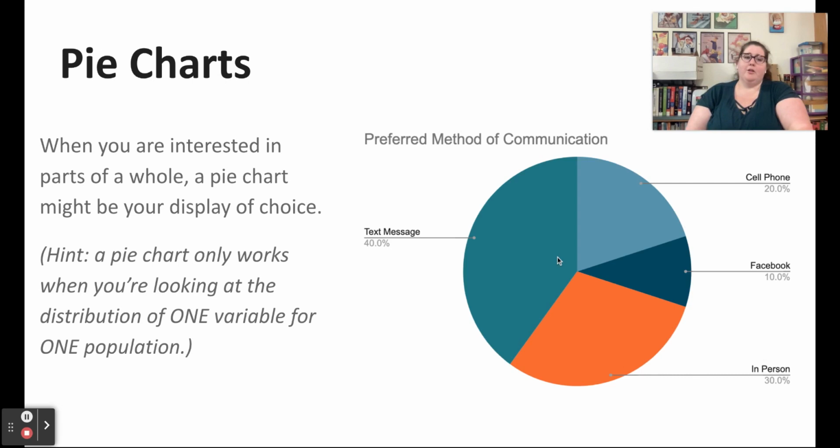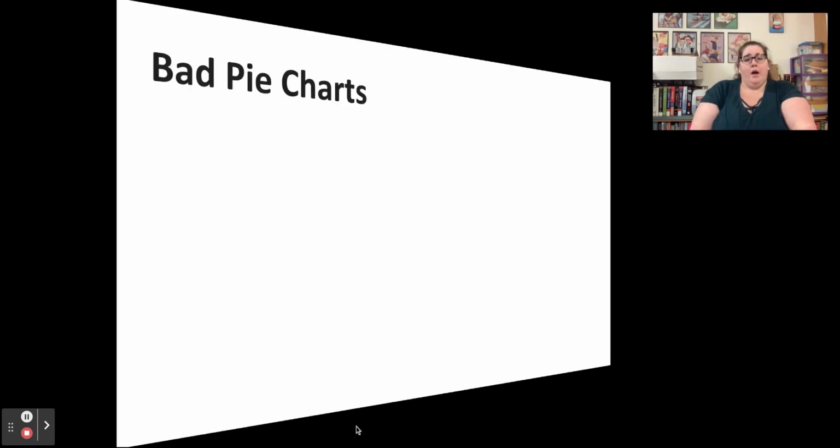So again, this is a good way to look at the relative frequencies in comparison with each other. It's really easy to see, oh, this group had twice as much percent as the other group. They're twice as likely to like text messages compared to cell phone.